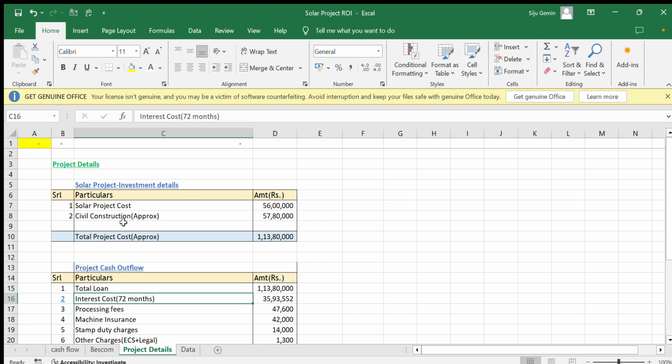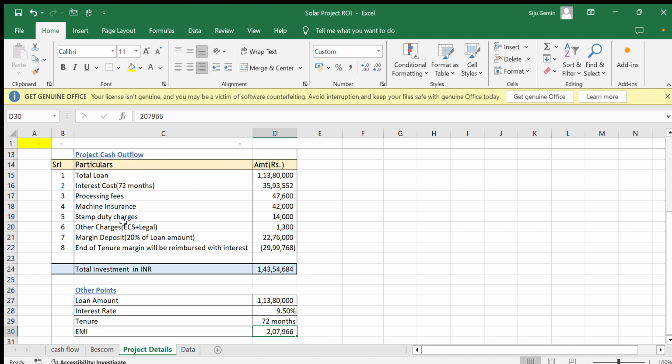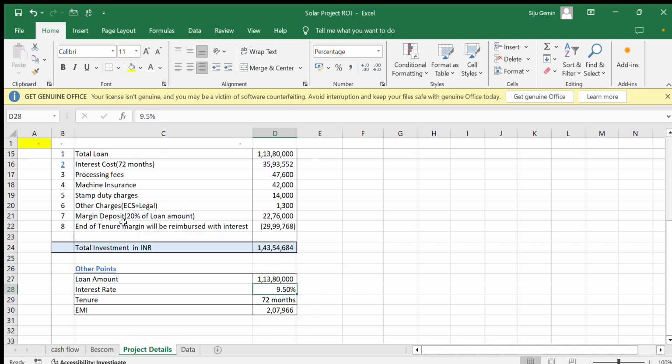The interest cost for 72 months, as we are assuming a loan for 6 years, is about 35 lakhs. Then there are processing fees and other charges. Normally for any loan we need to give a margin deposit. Here we are assuming a margin deposit of 20%, that's 22 lakh 76,000. At the end of the tenure, the margin deposit will be refunded to us with interest, so we are assuming a 7 lakh increase in that. So here the total investment is 1.43 crores. As I said, for the loan we are assuming an interest rate of 9.5%, tenure 72 months, EMI 2 lakh 7,000.